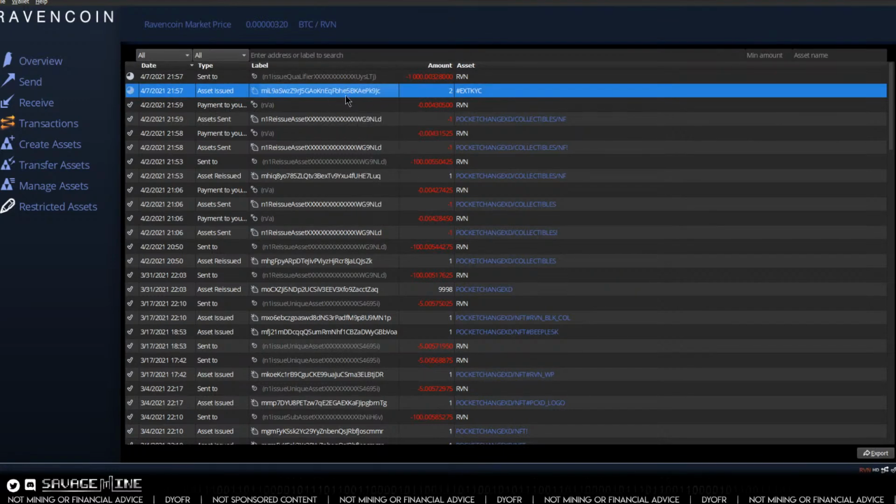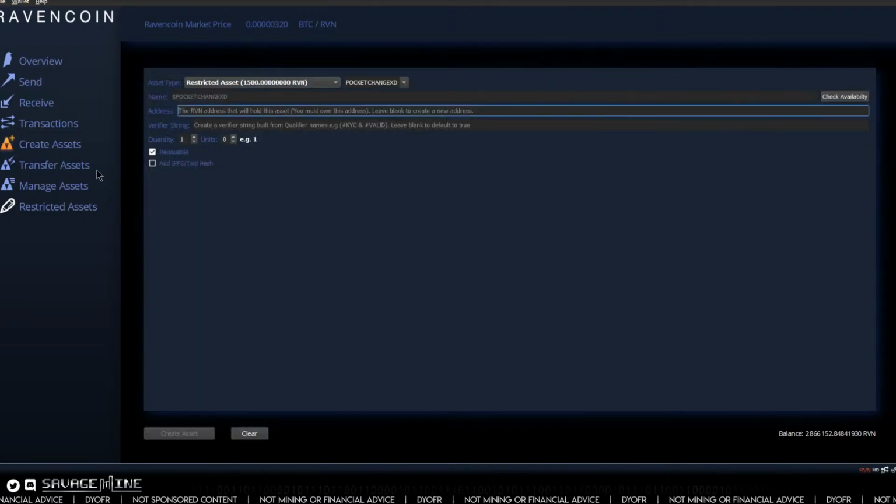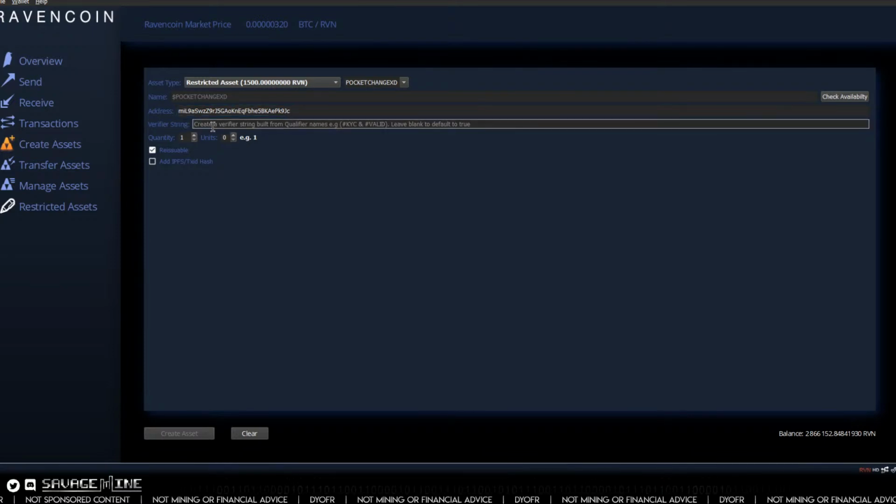I'm going to copy that address. That is our tag address, right? Go back to restrict, go back to create, throw this in there, see if this is going to work. All right, verifier string. I think I'm doing this right. Does this look right? Has anybody else created this before?